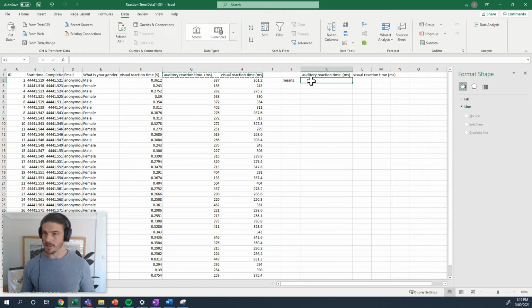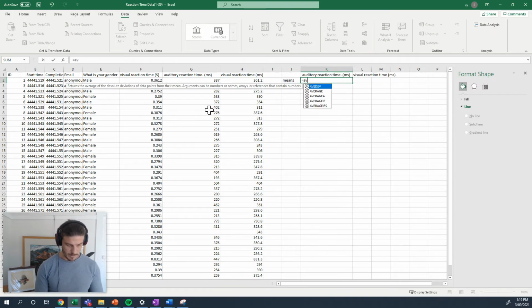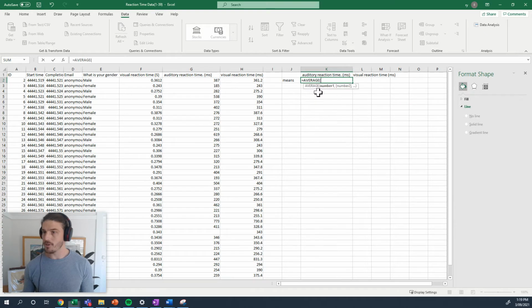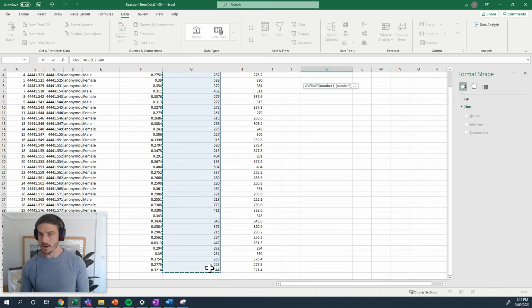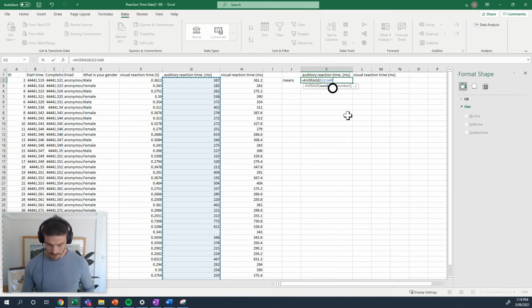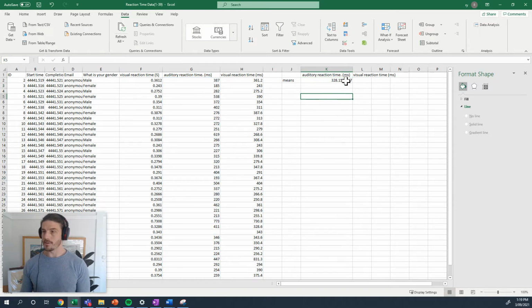Fortunately, Excel has a little function to save a bit of time here. Say equals. If you start typing average, you'll see it gives you all these different calculations you can do. I'm going to click on average, double click it, and then it opens up brackets. Then I select the data that I want to find the average of, and then I'll close my bracket. And Bob's your uncle, you've got an average for the auditory.